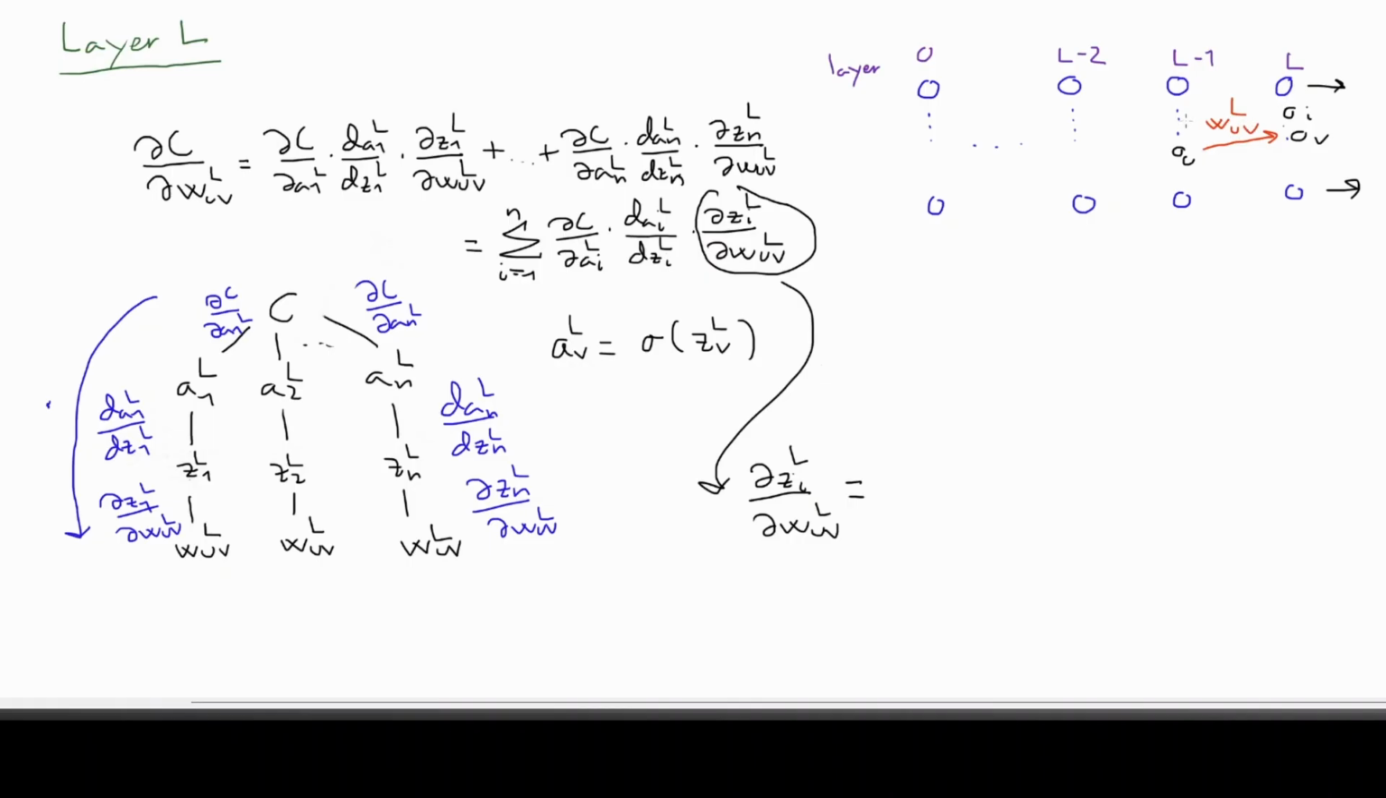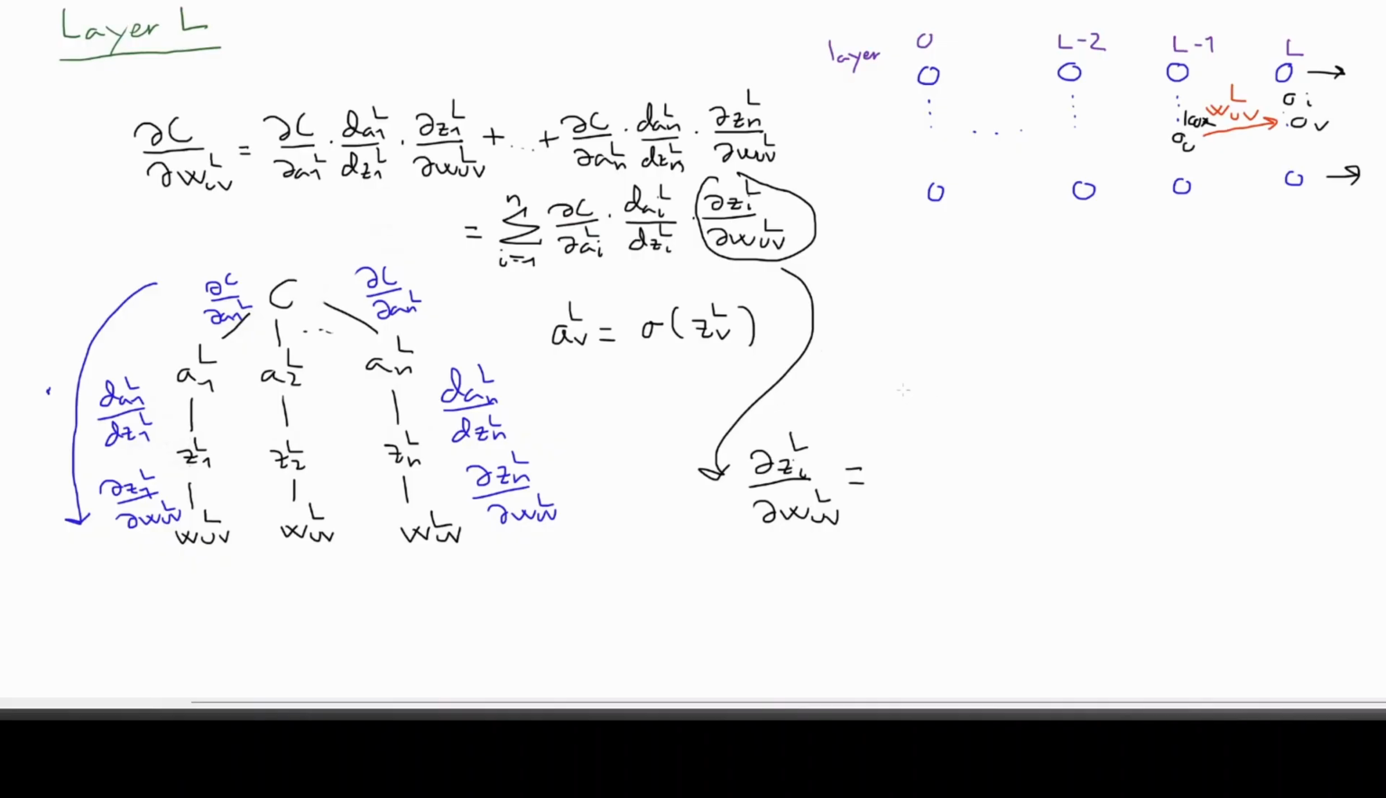If I 100x this weight, this w_uv^L, I multiply by 100, it's not going to affect the activation at the nth neuron, because this weight is not even touching the nth neuron. So it only affects the vth neuron, which means that the derivative of the weighted input with respect to this weight at any other neuron than v will become 0. So let's write this down.